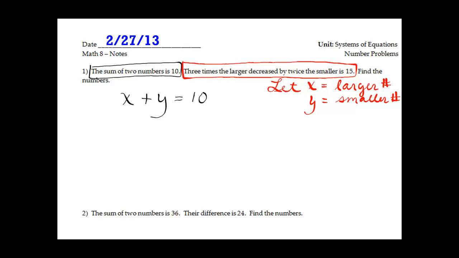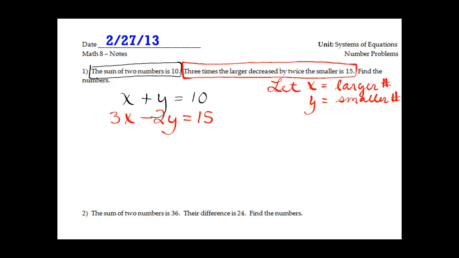So now let's write an equation based off of that next sentence. 3 times the larger decreased by twice the smaller is 15. At this point, you really want to determine which method you should use to solve. And you can use any method you like, really. One will lend itself to solving it easier. I think in this situation I might solve it by elimination.